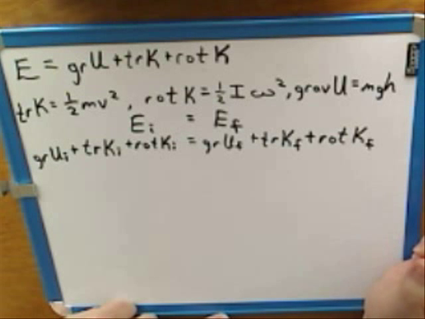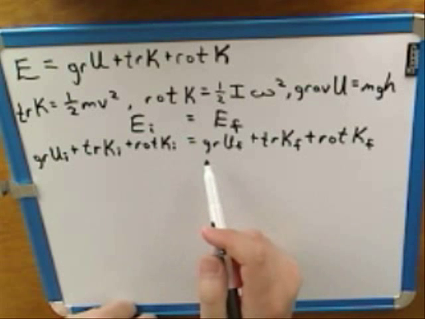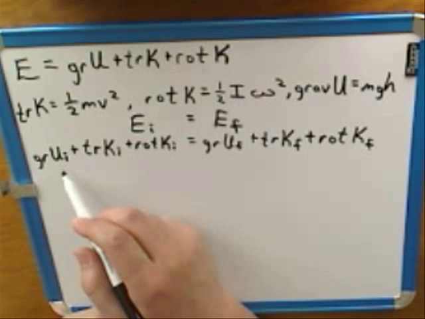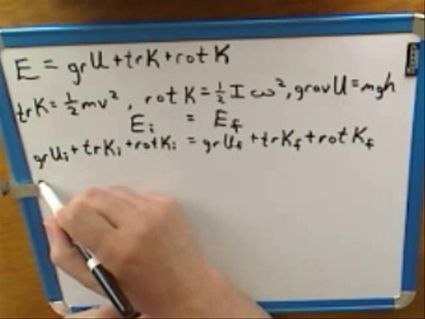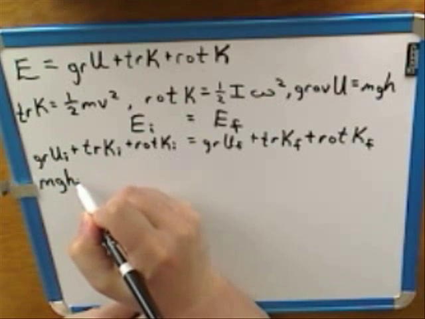Okay. Good. So that gives us that over here. Okay, so now let's start plugging in even more detail. Now we can plug in even more detail because we can plug in specific formulas. For example, what would be our specific formula for the initial gravitational potential energy? Well, that would be mgh initial.